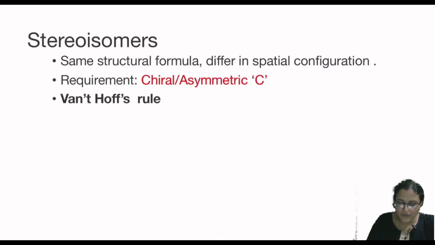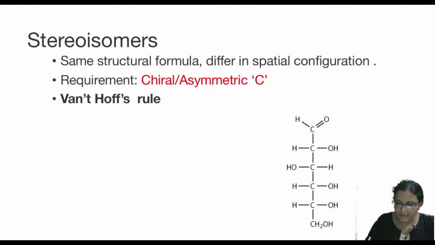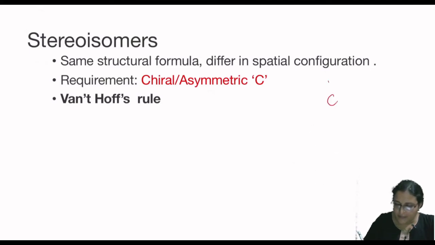Now coming to stereoisomerism: they have the same structural formula but different spatial orientation. What is the requirement? A chiral or asymmetric carbon atom. So what is a chiral carbon atom? A carbon atom with 4 different groups attached is called a chiral carbon atom.